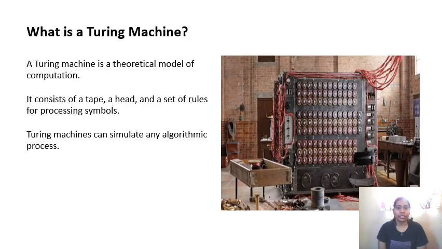What is a Turing machine? A Turing machine is a theoretical model of computation. It consists of a tape, head, and a set of rules for processing symbols. Turing machines can simulate any algorithmic process.